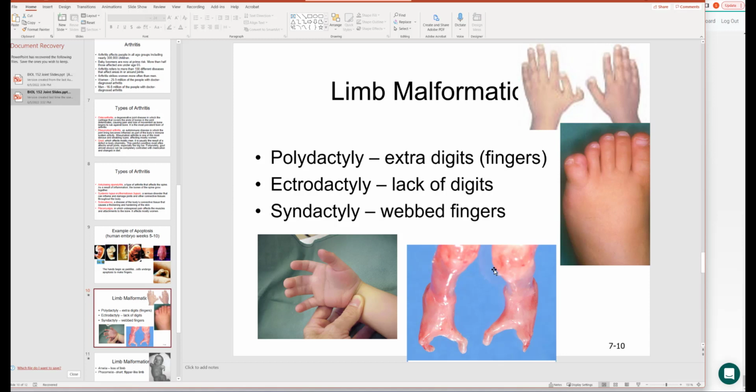Again, we know that sym and syn both mean together. So this is where a person is born with webbed fingers, and you can see here that digits 3 and 4 are webbed. And you should be thinking already, what didn't happen, right? Apoptosis did not properly occur between digits 3 and 4 during this 6 to 12 week period, or this 5 to 10 week period during human development.